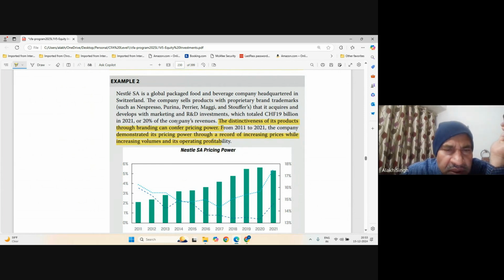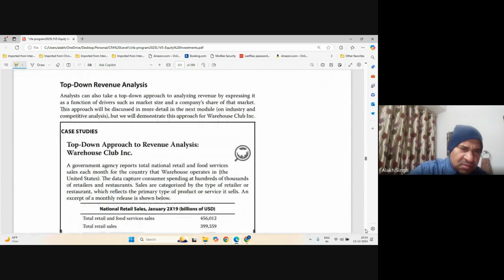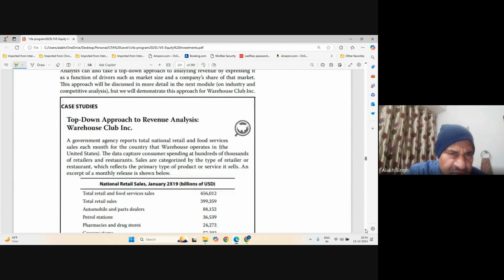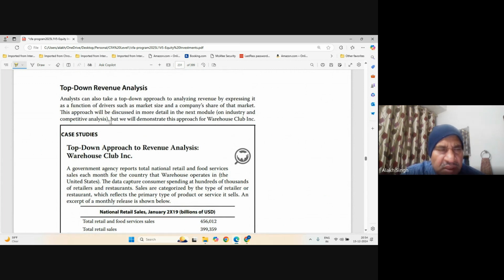Okay, so this is another example of Nestle SA, a global packaged food company. Let's see the distinctiveness of its product. So that is what it produces, and then it will study the same thing. So top-down revenue analysis. The government agency reports totals, top-down from national level to industry level, or at the world level also, if it is a multinational company. So an analyst can also take a top-down approach.